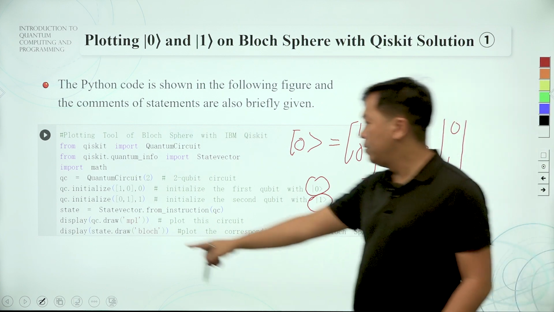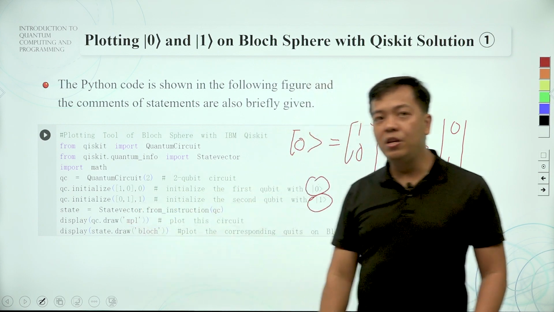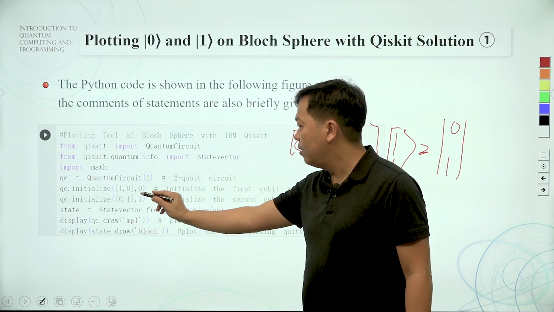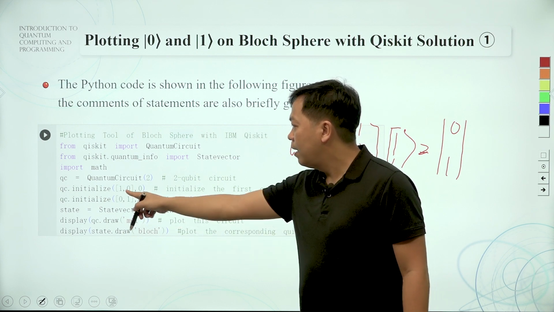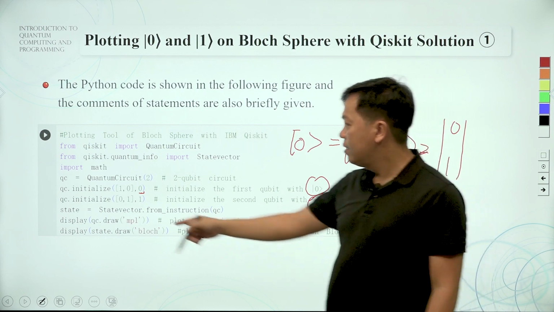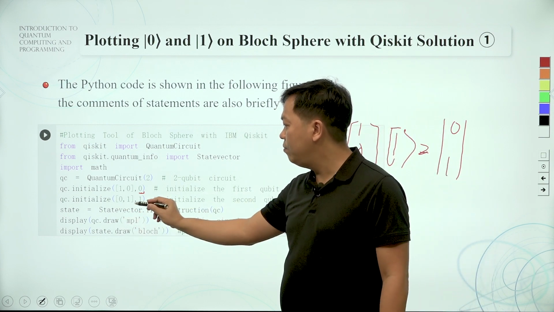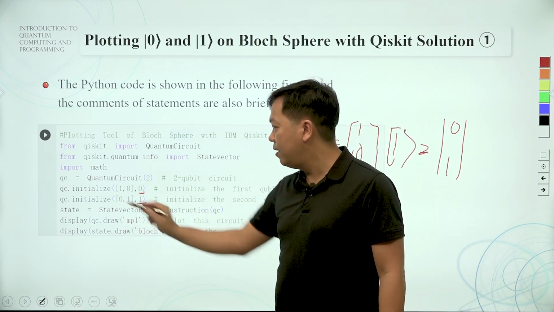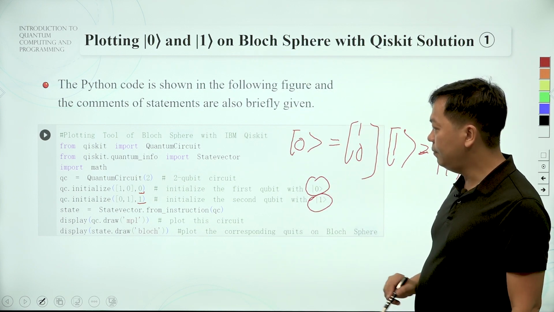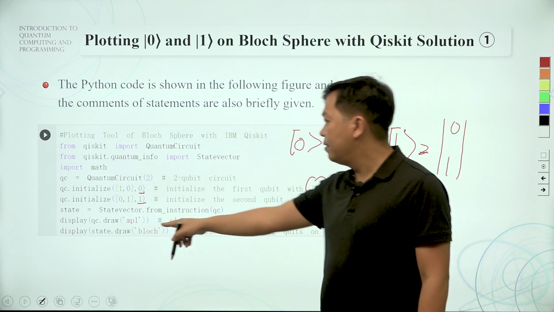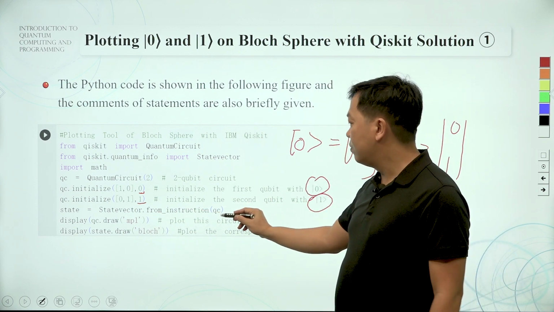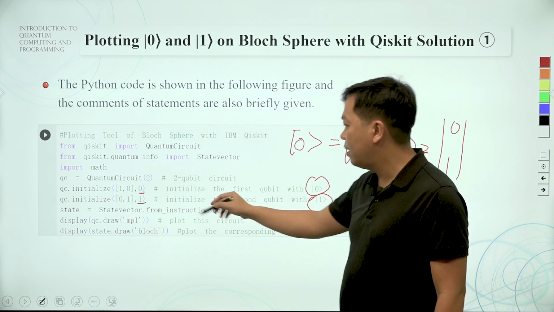Right? So you see, initialize. In the code, we initialize with quantum bit 0, with this kind of value in the vector. Okay, this is similar. We have quantum bit 1, and you can initialize in the vector 0, 1.